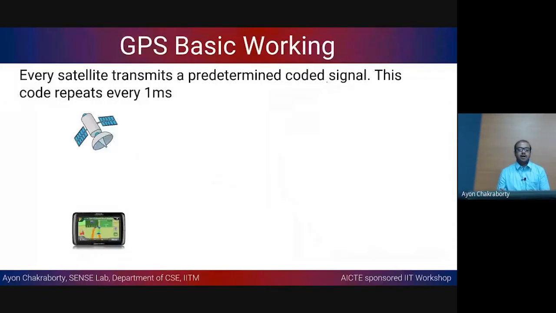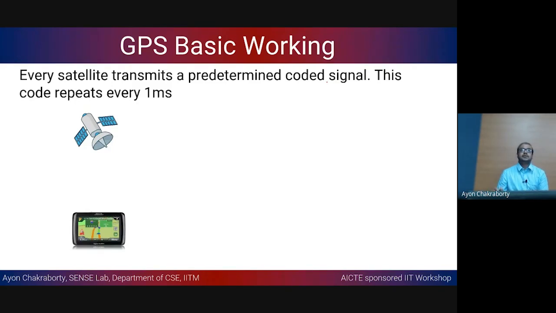So what are the basic principles that make this GPS technology work? Let us take a look at that. Every satellite is transmitting a predetermined coded signal. That signal is going to have a certain number of symbols or chips, and that code is going to repeat every 1 millisecond.